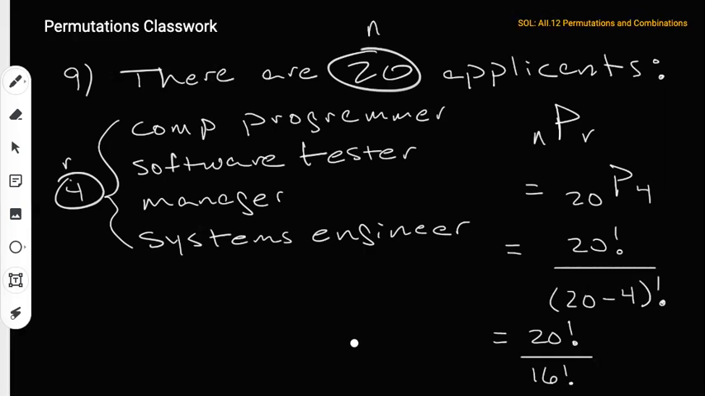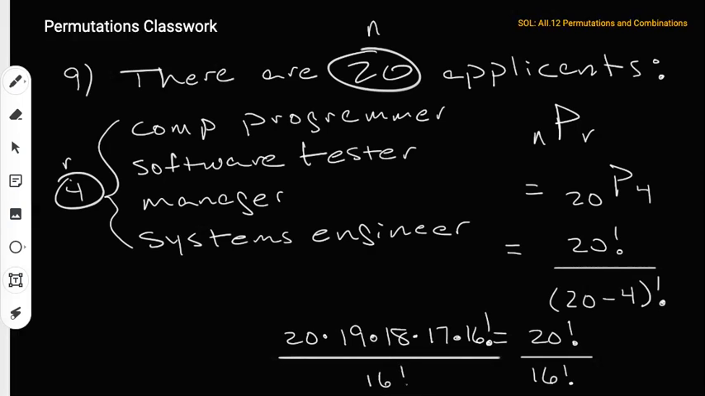Well, we can expand the top. We can say that 20 factorial is equal to 20 times 19 times 18 times 17 times 16 factorial. But then everything is still divided by 16 factorial at the bottom. So now, if you look at the top and the bottom, what number matches up? It's going to be the 16 factorial right here and right here.